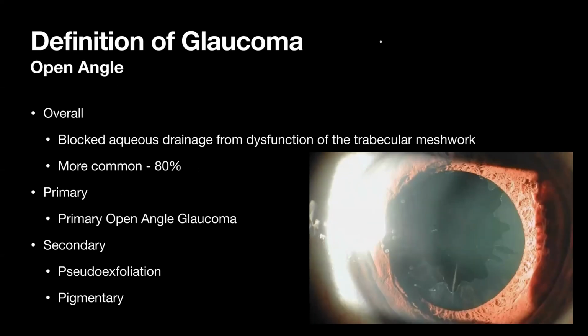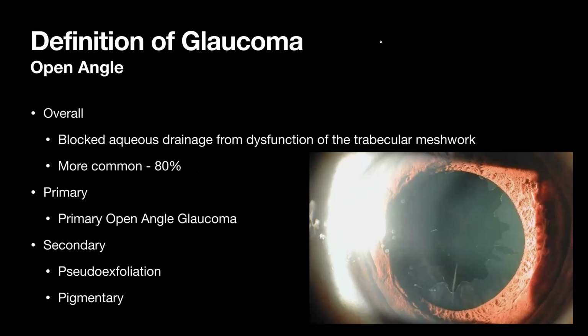And now specifically, we'll talk a bit about the open angle component. As I mentioned, in open angle glaucoma, there's a blocked aqueous drainage. Fluid is getting to the angle, however, there's some problem when it gets to the angle that doesn't let the fluid go through all the way to the trabecular meshwork. It's most common and affects about 80% of patients with glaucoma at large. So the overwhelming majority of patients with glaucoma have primary open angle glaucoma.